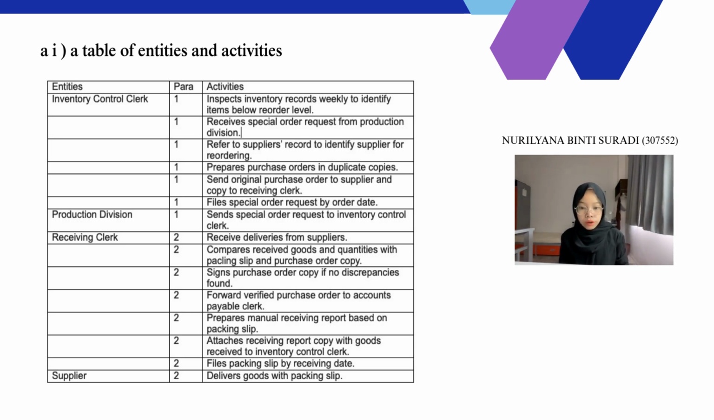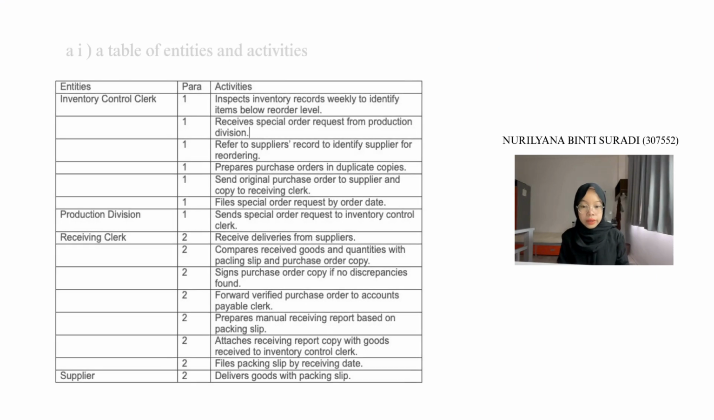In paragraph 2, we have the receiving clerk, who receives deliveries from suppliers, compares received goods and quantities with the packing slip and purchase order copy, signs the purchase order copy if no discrepancy is found, forwards the verified purchase order to the accounts payable clerk, prepares a manual receiving report based on the packing slip, and attaches the receiving report copy with the goods received to the inventory control clerk. And lastly, files the packing slip by receiving date. And for the supplier, it delivers goods with a packing slip.